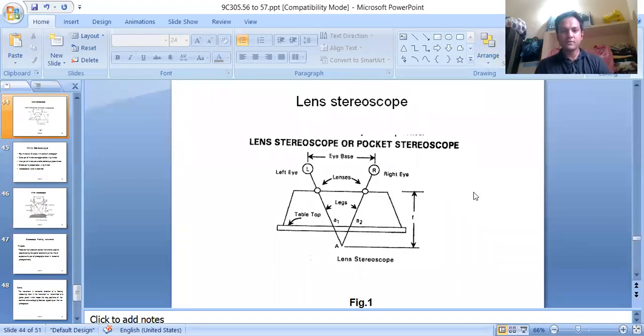Here we can observe how two photographs are fused together in the lens stereoscope method or pocket stereoscope. This is the common portion of the left eye and right eye, where this portion is fused to get a single photograph. With this eye we'll have another photograph, which will be fused to get a single photograph.